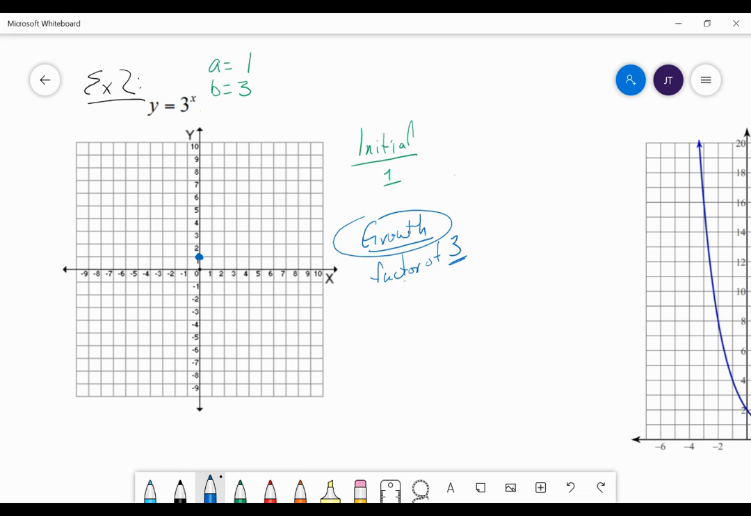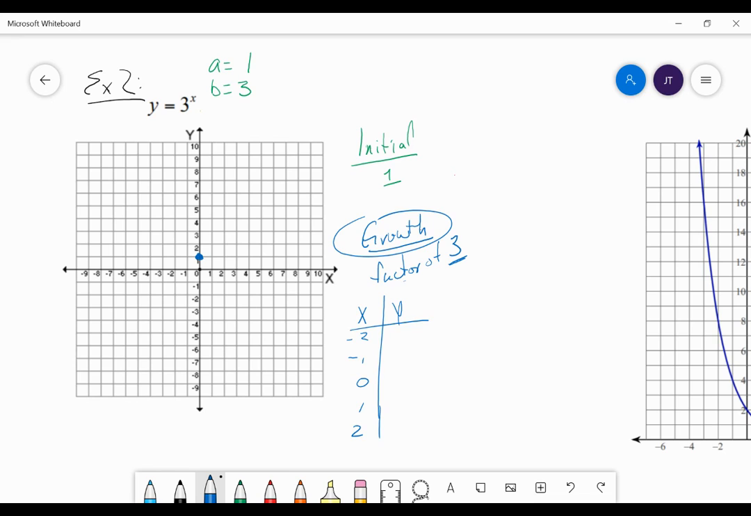Next will be our domain and range. It's a lot easier to see that on the graph. So let's finish graphing this. We'll fill out a table. We'll use -2, -1, 0, 1, and 2 for x. And then for y, we're going to plug those in.